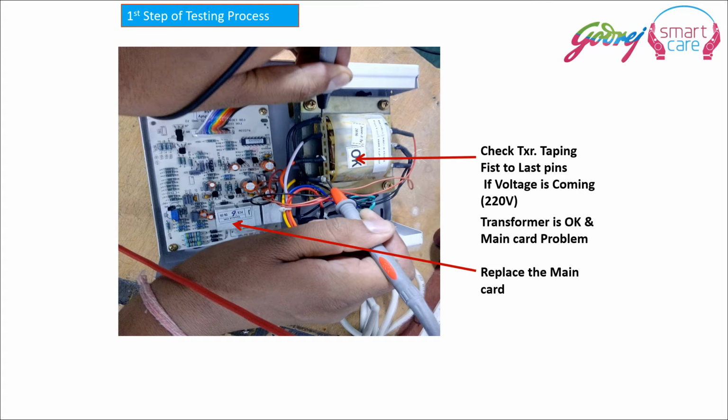So this is how we can check the transformer output in the stabilizer. If the transformer is giving the output, that means the transformer is doing its job. But if there is no output from the output socket of the stabilizer, that means the switching circuit or the main PCB card is faulty.